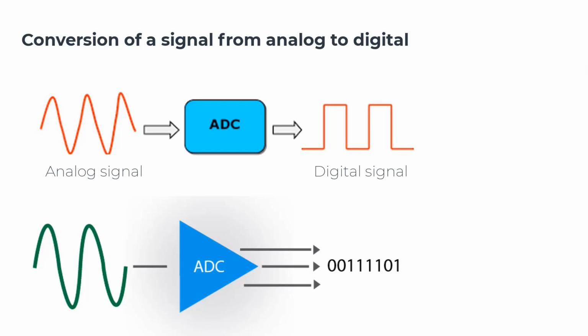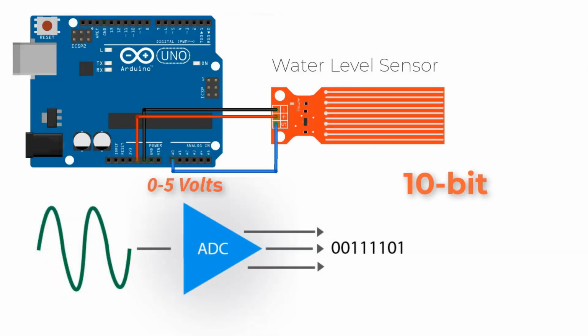This process is carried out by the analog to digital converter inside the Arduino. Sensors connected to Arduino provide analog voltage signals, typically ranging from 0 to 5 volts. These signals are fed into Arduino's analog input pins. The ADC in Arduino has a 10-bit resolution, which means it can convert the analog signal into a digital value between 0 and 1023. A 0-volt signal corresponds to 0, and a 5-volt signal corresponds to 1023. Each step in the conversion represents about 4.88 millivolts.